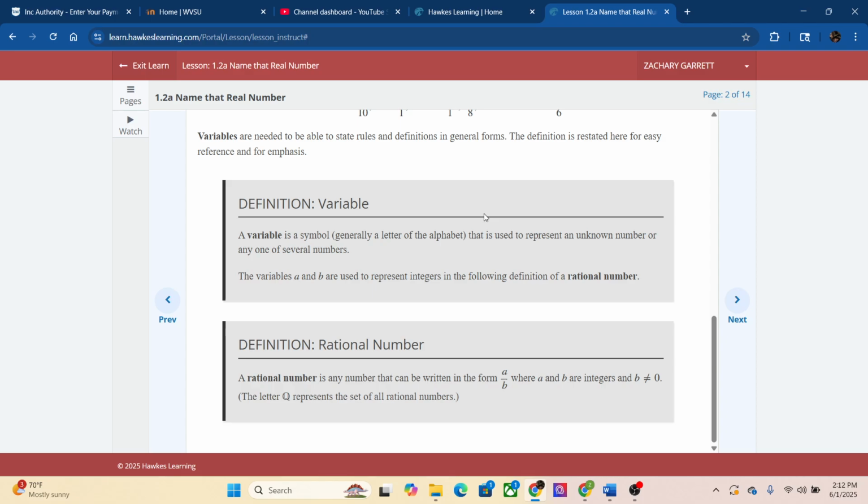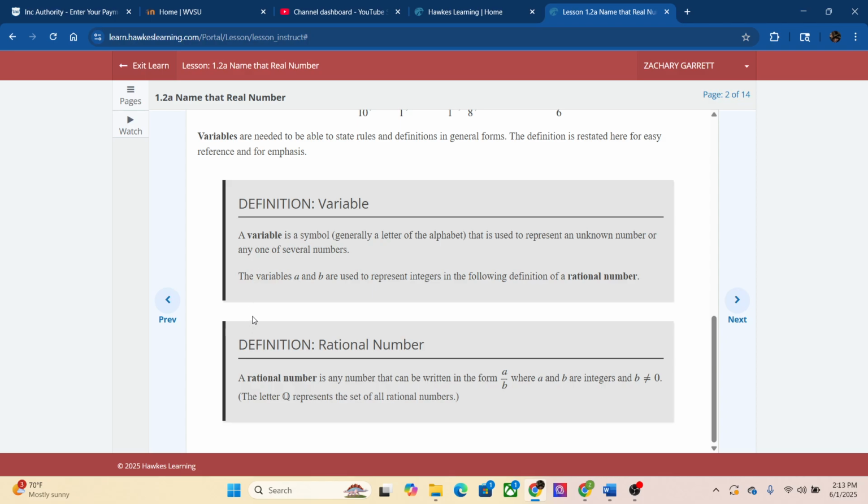Variables are needed to be able to state rules and definitions in general forms. The definition is restated here for easy reference and for emphasis. A variable is a symbol, generally a letter of the alphabet. The most commonly used variable letter is X, but they can be any letter. X and Y are the two most common ones, X, Y, and Z. That is used to represent an unknown number or any one of several numbers.